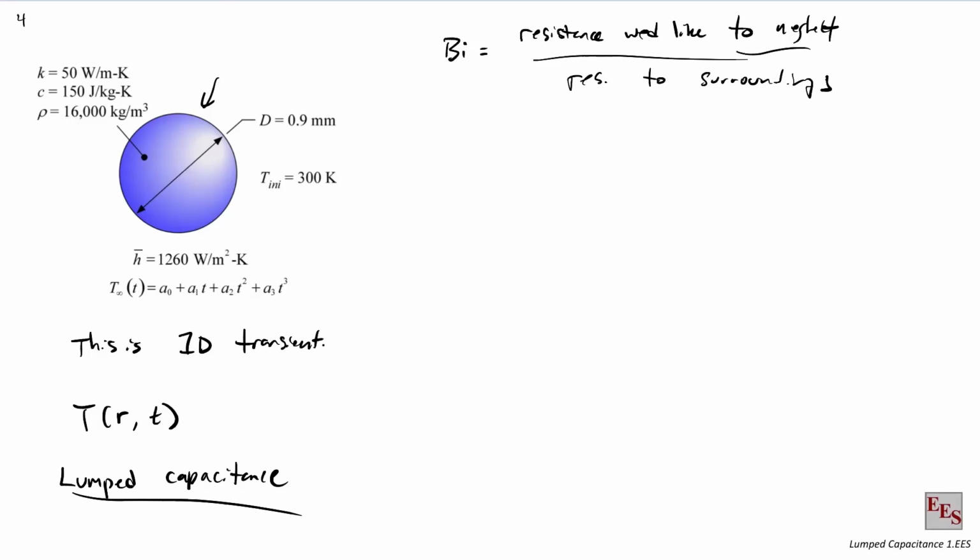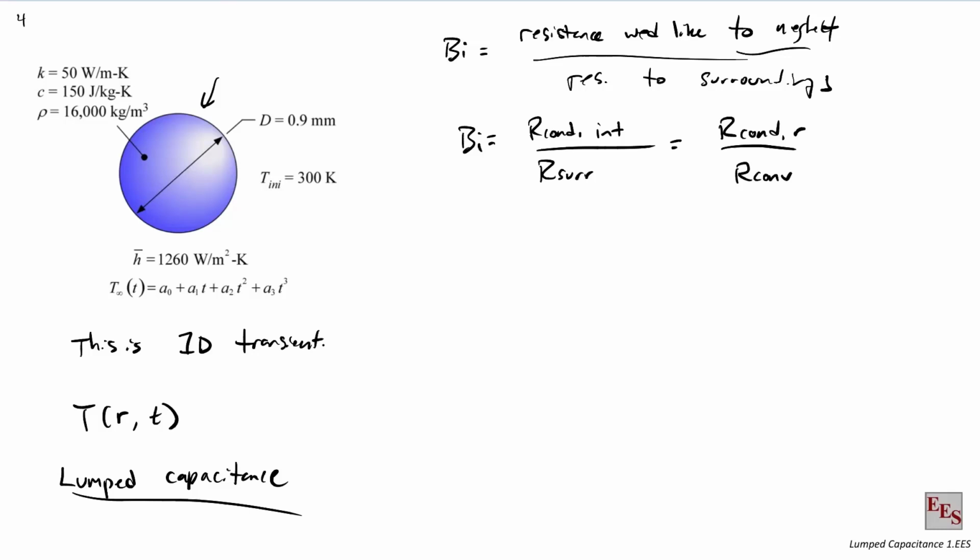Yes, and then specifically for this problem, it would be in the radial direction. So we're trying to neglect conduction in the radial direction in this body. So here we want to compare our conduction internal, inside the body, to the resistance to the surroundings. It's going to be the convection resistance, right? We didn't specify any radiation here, so it's going to be our surroundings. So just being more specific, this would be R conduction in the R direction divided by R convection.